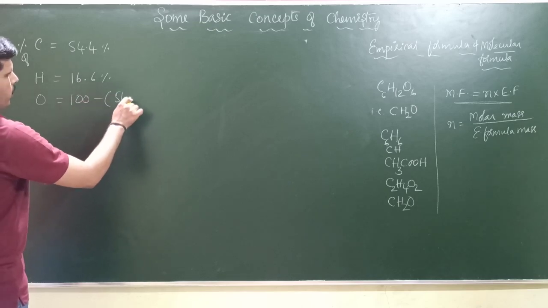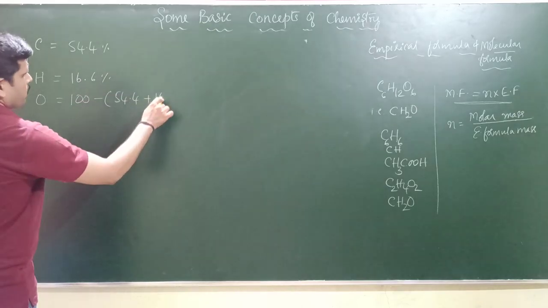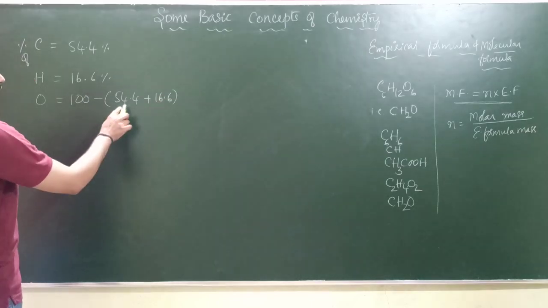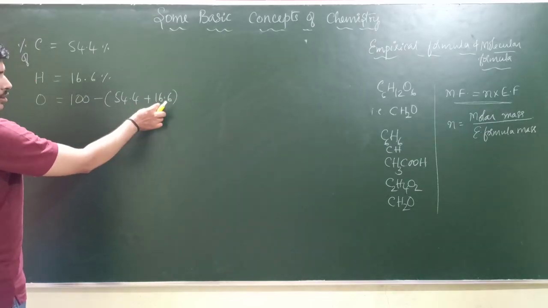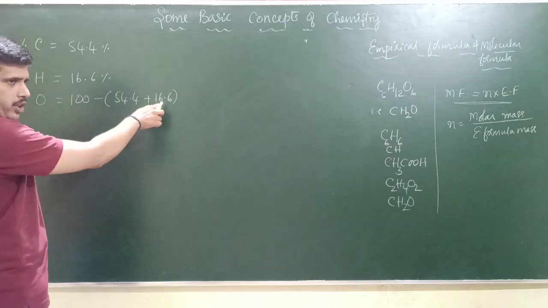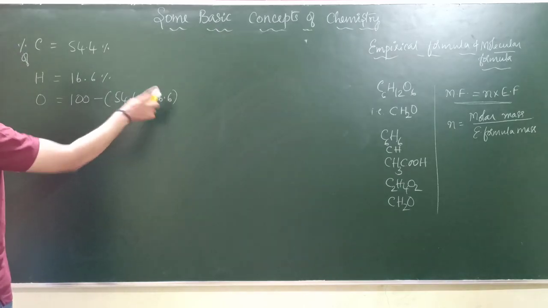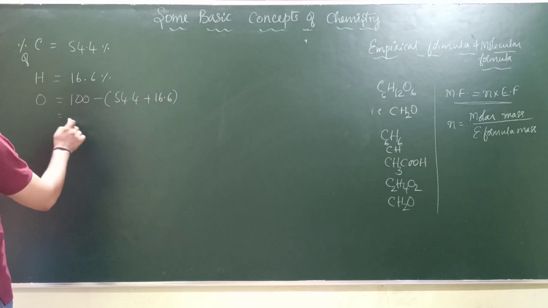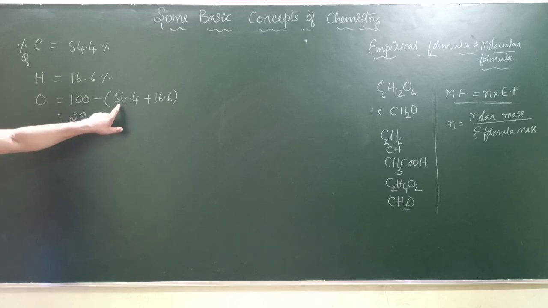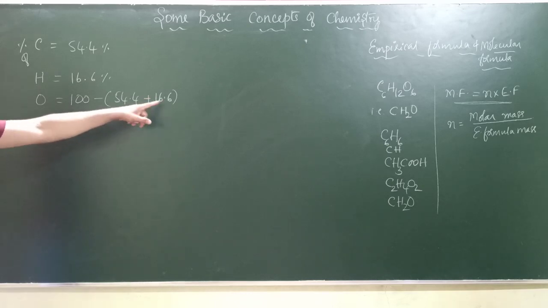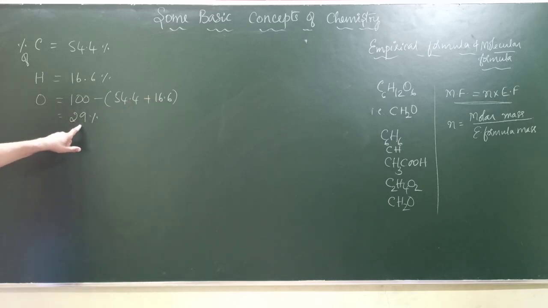100 minus 54.4 plus 16.6, isn't it? So total 54.4 plus 16.6 is 71. So 100 minus 71 is 29. So 29% oxygen. Hope you understood this. 71, that means it will be 29%. Clear? Yes. So how to do this?